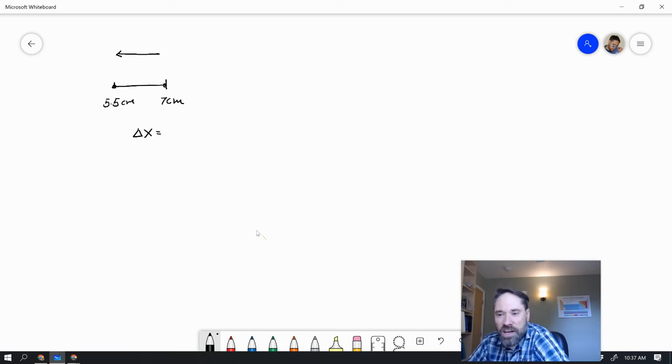And how much has that changed? Well, I would take my final position, which is 5.5 centimeters, and subtract from that my starting position, which is 7 centimeters. And so my change in position, 5.5 minus 7, is 1.5 centimeters, but it's negative. Agreed? So my change in position is a negative 1.5 centimeters.